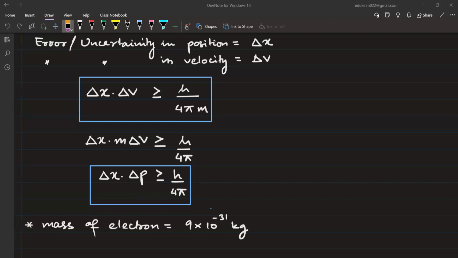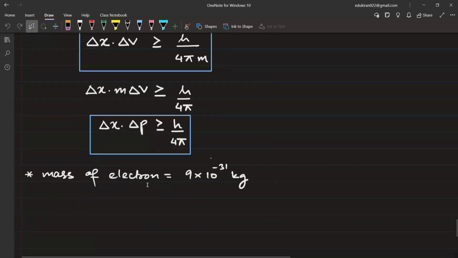How many of you are on the physical constants page? Yes sir, found it. 9.10952 into 10 to the power -31 kg. So what we will remember is just 9 into 10 to the power -31 kg. That's enough for us. Okay. So, mass of electron. Let's go.